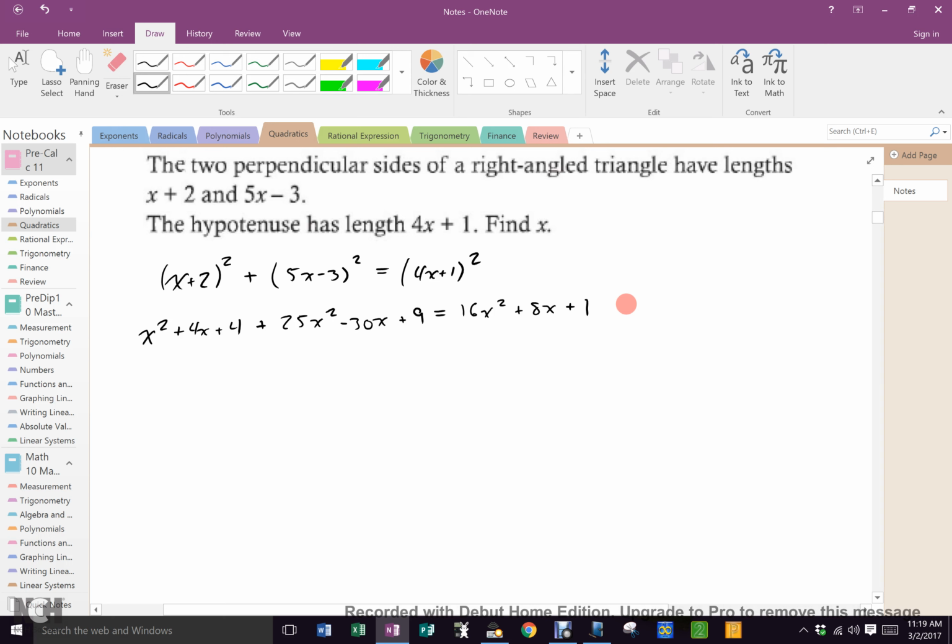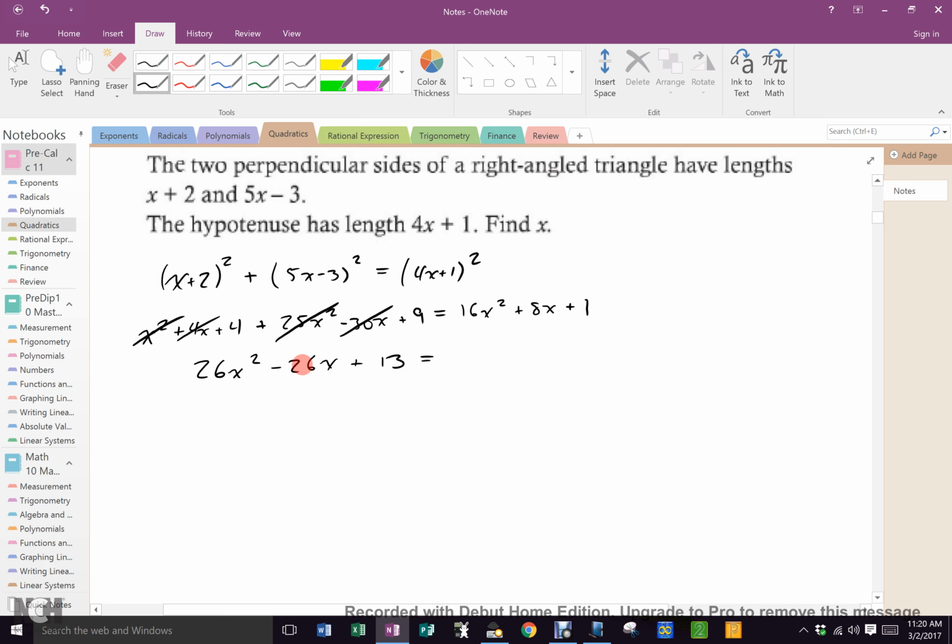The shortcut with the number in front of x is just multiply and add them. So 5 times negative 3 is negative 15. You have to do it twice, so it's negative 30. 4 times 1 is 4, so you have to do it twice. So it's 8. Everybody cool? What's my next step? Collect like terms. So on the left, I have 26x squared, minus 26x, and I have 13. Correct?